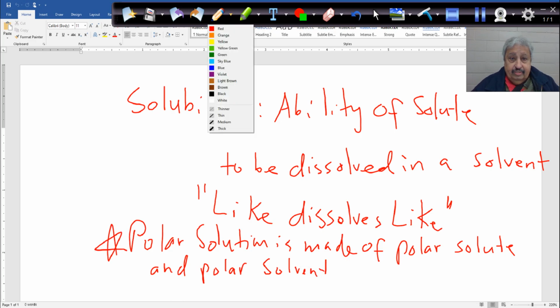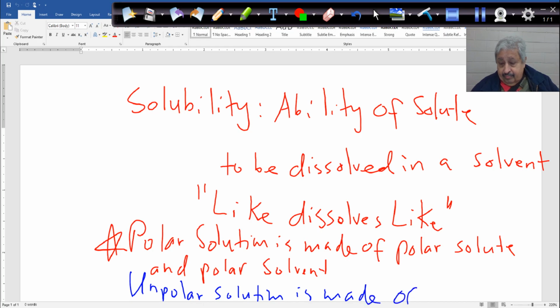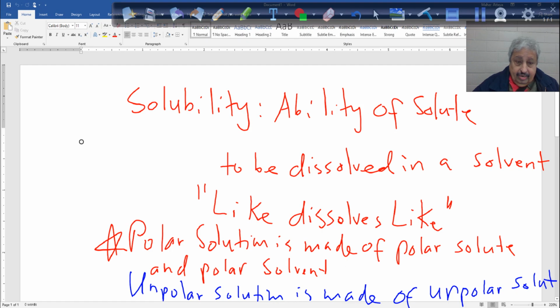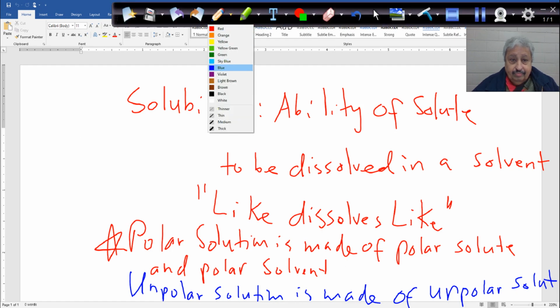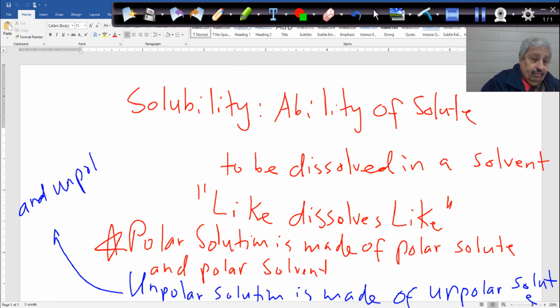And we can tell that a nonpolar solution is made of a nonpolar solute and a nonpolar solvent.